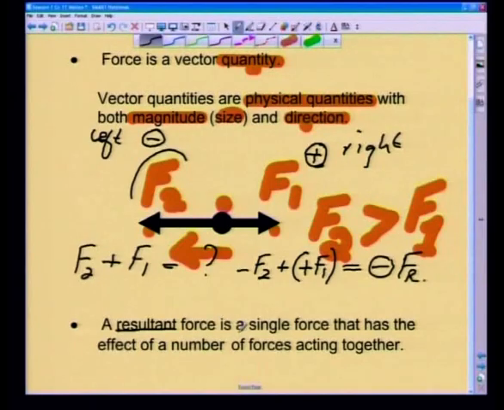Now, it is therefore important for us to be able to define what a resultant force is. A resultant force is a single force. That is very important. It's a single force that has the effect of a number of forces acting together.